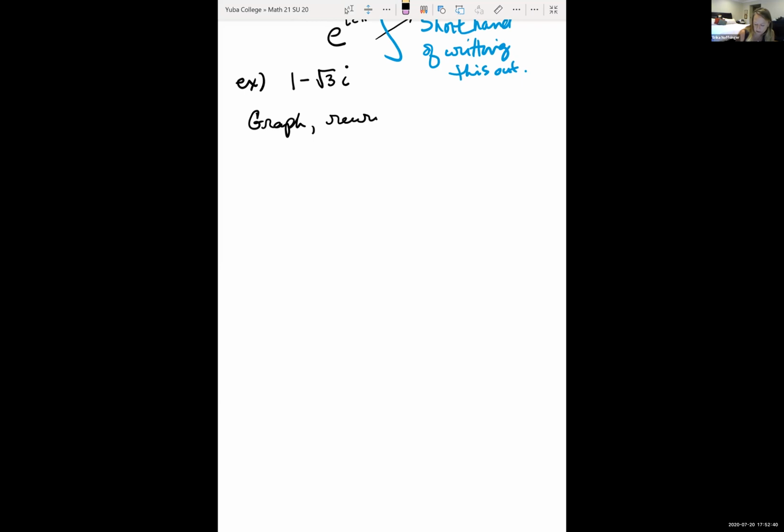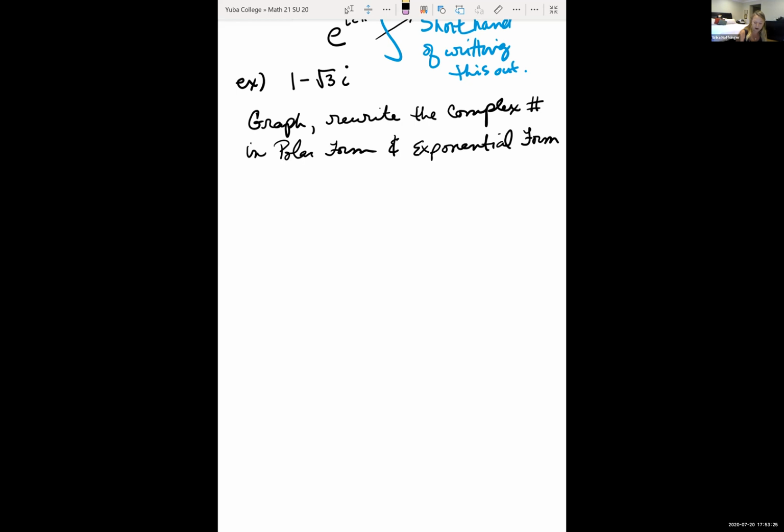Rewrite the complex number in polar form and exponential form. If you are looking at material on this, sometimes they call polar form the trigonometric form of an imaginary number. They're the same thing. Okay, so anyways, we're going to plot this.